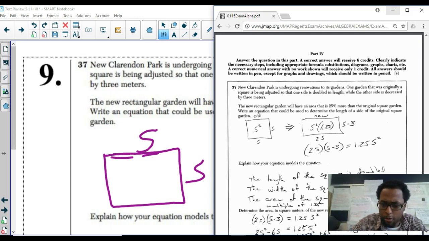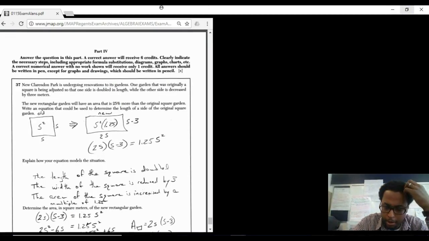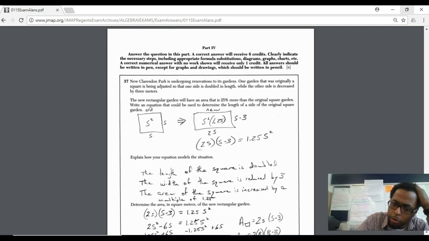Okay. Now keep going. The rectangular garden will have an area that is 25% more than the original square garden. Write an equation that can be used to determine the length of the sides of the original square. So in this diagram you see, I'll make it bigger for you so you can see it. One says old, one says new. So the old one has the two squares. The new one reflects the minus 3, the 2 times, and understanding and realizing that, remember, the square is being increased by 25%, so it's 1.25. Because you're taking the old square and then you're increasing it by 0.25.